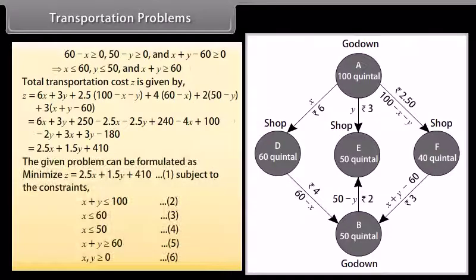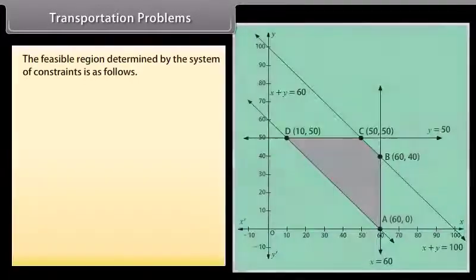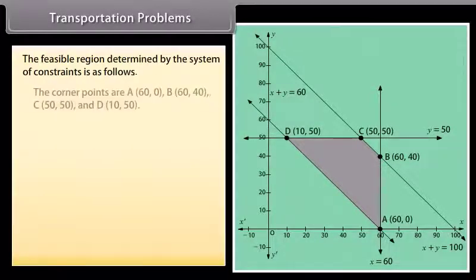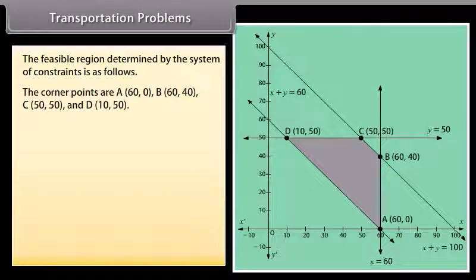The given problem can be formulated as minimize Z equals 2.5x plus 1.5y plus 410. Mark it as equation 1. Subject to the constraints. The feasible region determined by the system of constraints is as follows. The corner points are A (60, 0), B (60, 40), C (50, 50) and D (10, 50).